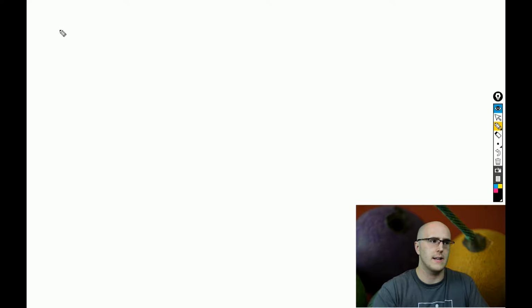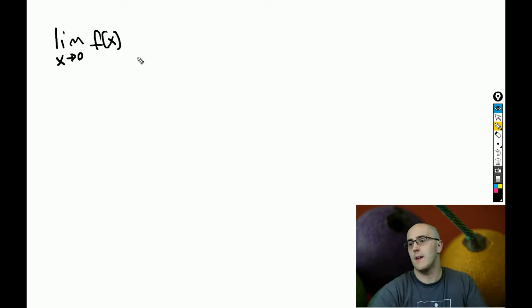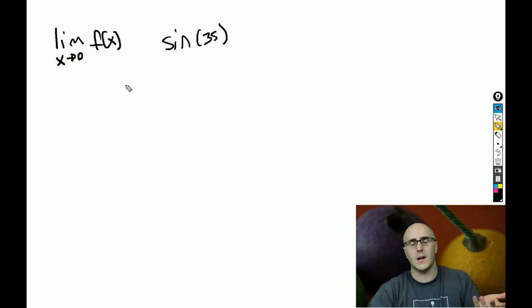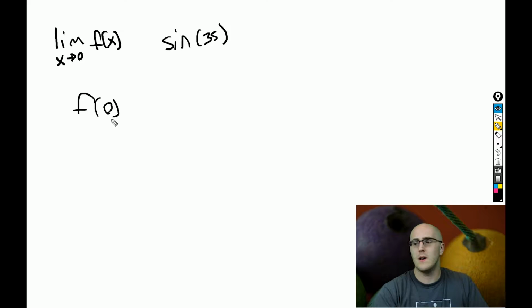So how you'll see it going forward is it'll look like this. The limit as x approaches some value, I'm just going to write 0 here, of f of x. And you evaluate this as though it were like a function, like sine of 35. This will come out to be a value. And your first instinct should be, how is that any different than just saying f of 0 in this case? And 9 times out of 10 you'd be right, but there's always those extra cases that make things a little bit more interesting. Let me show you what we're talking about.